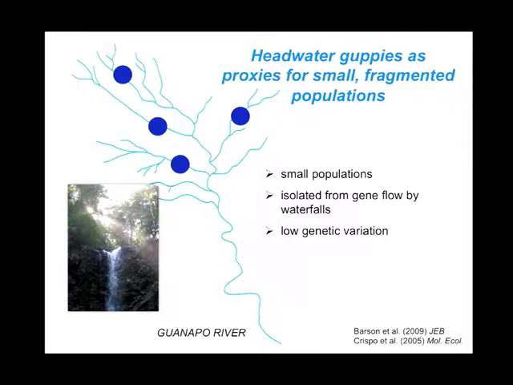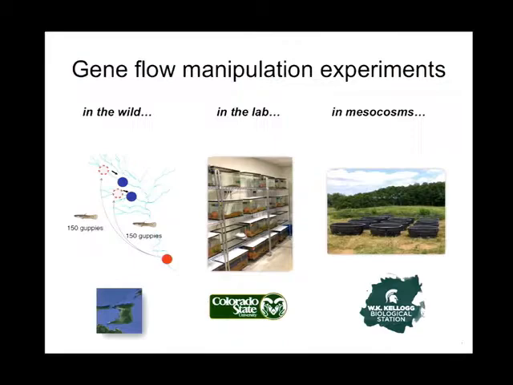All right, so that's the guppy setup. Now I'm going to just highlight some results from gene flow manipulation experiments that we did in the wild in Trinidad, in this controlled common garden experiment in glass tanks at Colorado State, and then a pilot experiment that just happened a few months ago in these cattle tanks at KBS. So we'll start in Trinidad.